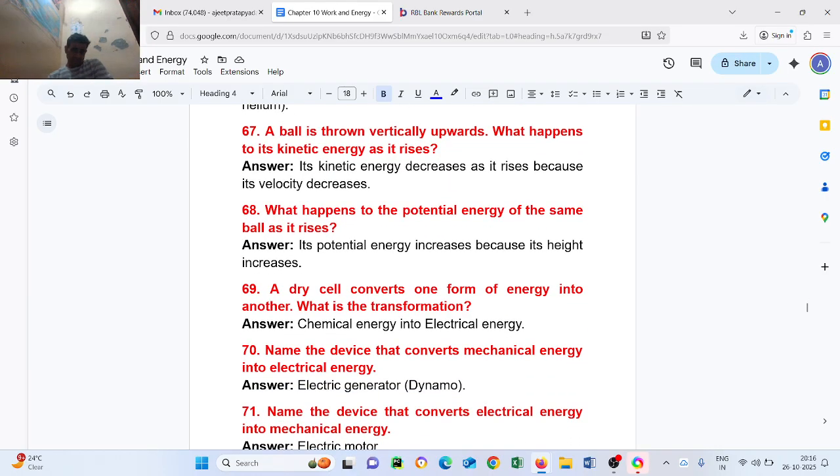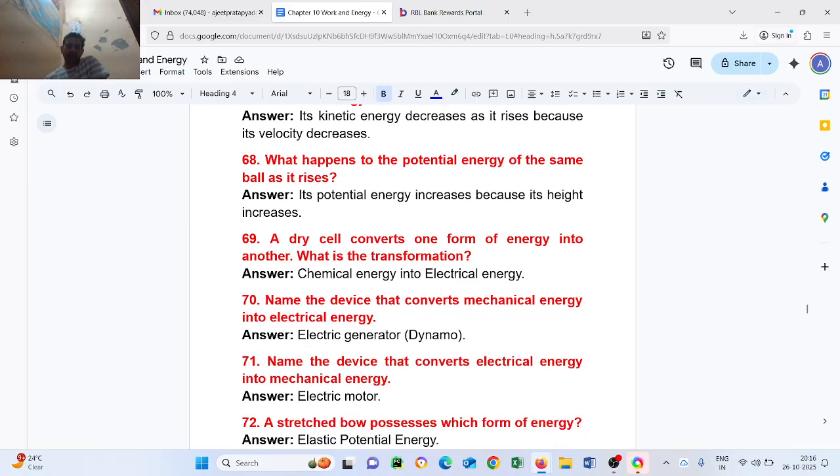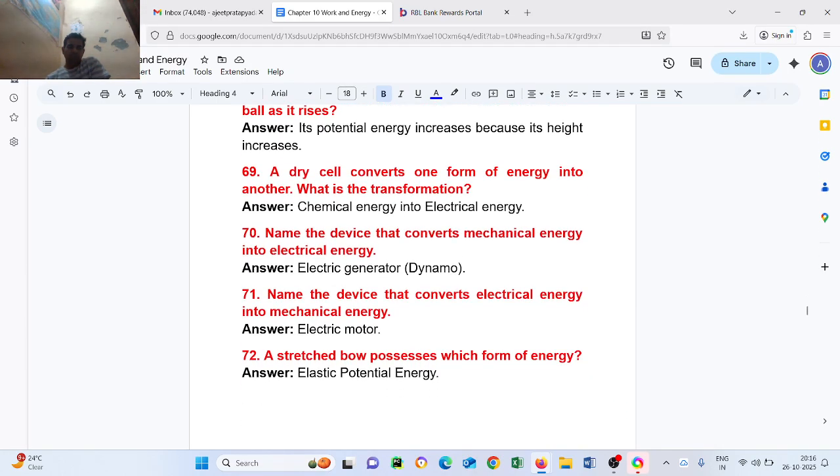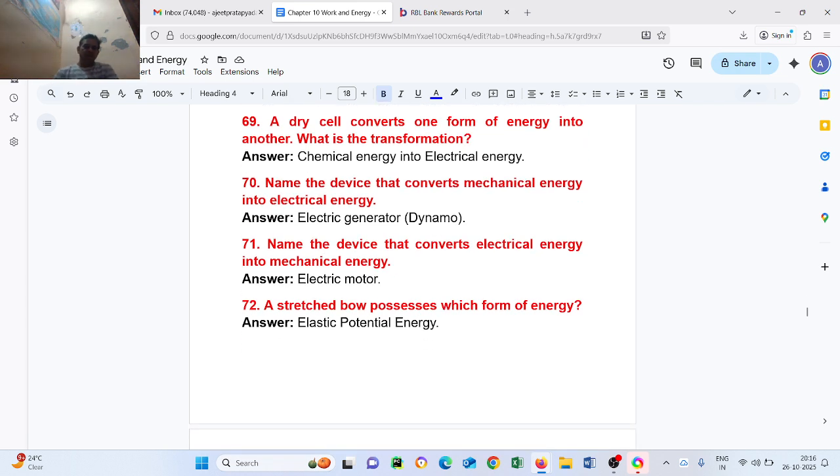Question number 69. A dry cell converts one form of energy into another. What is the transformation? Chemical energy into electrical energy. Question number 70. Name the device that converts mechanical energy into electrical energy. Electric generator, dynamo. Name the device that converts electrical energy into mechanical energy. Electric motor.